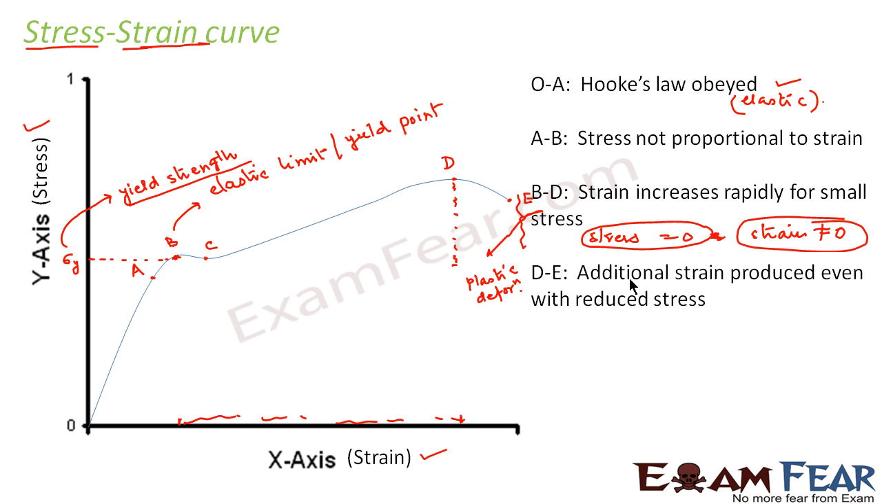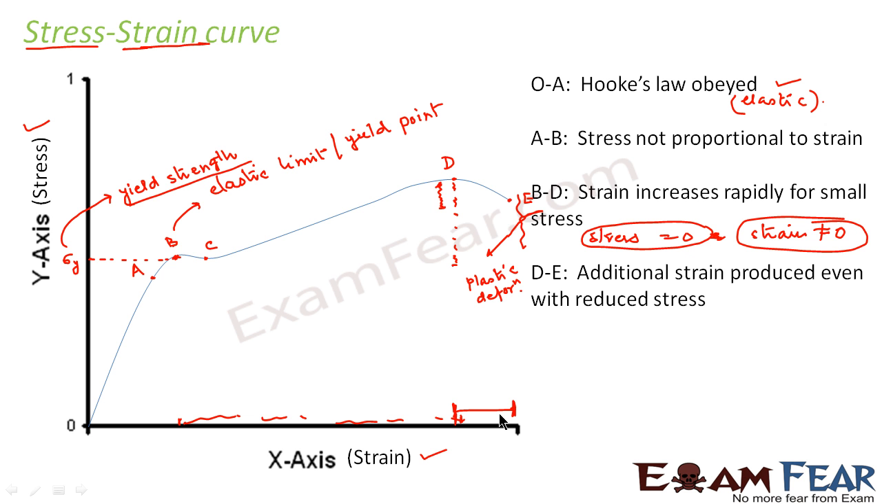In D to E, additional strain is produced even with reduced stress. If you see carefully, here the stress is decreasing. The stress decreased from D to E. So the decrease in stress caused an increase in strain. That means even though the stress decreased, the strain still increased.